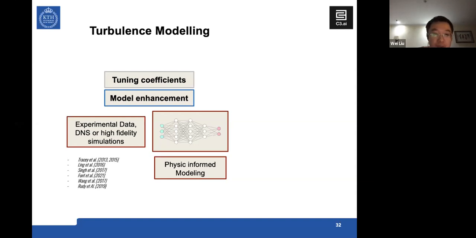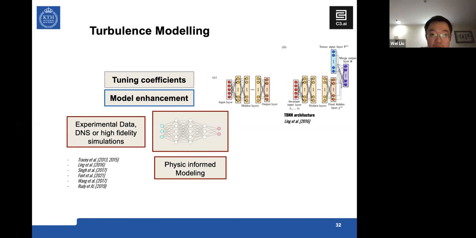This picture shows a specific tensor-based neural network, and its architecture is an example of physics-informed modeling because it conserves the physical property of Galilean invariance, which is ultimately fundamental for the accuracy of the CFD solution.